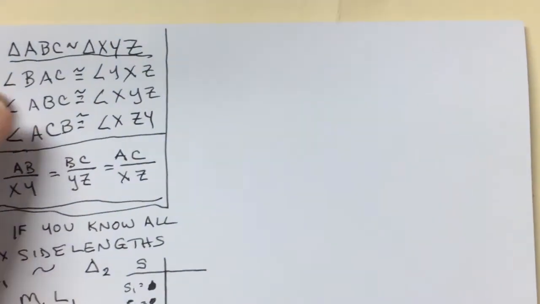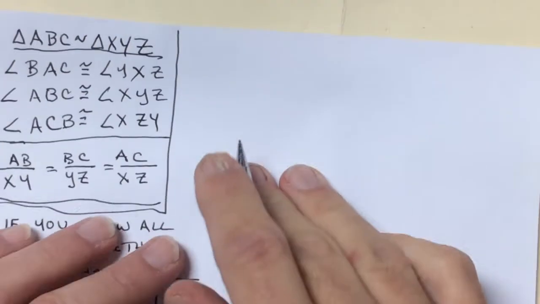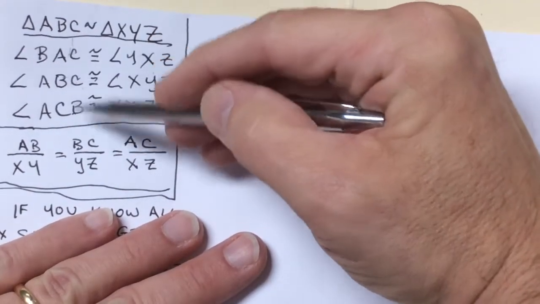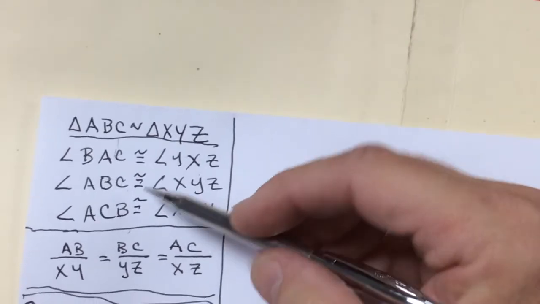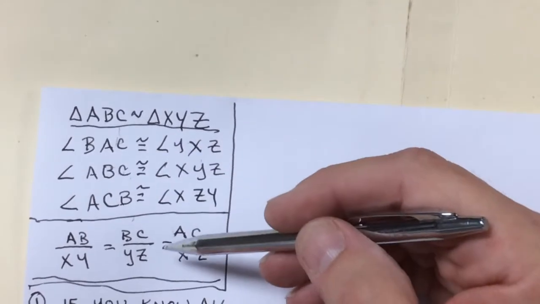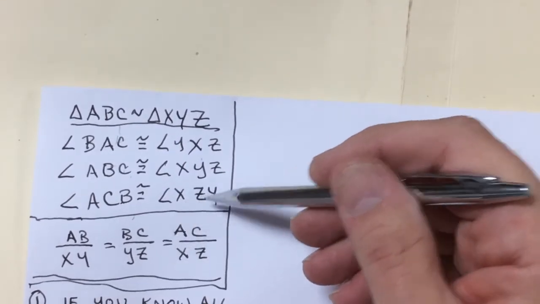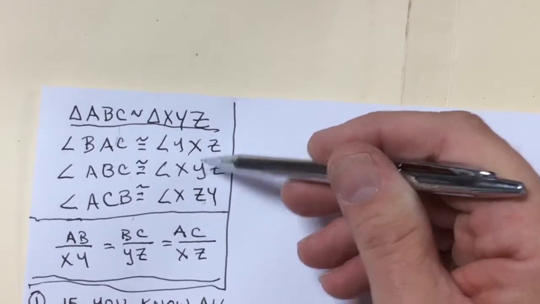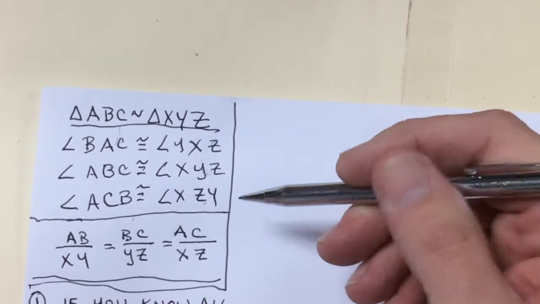All right. Let's talk about another way of figuring out whether or not two triangles are similar. If I know two angles of this triangle, I know the third one, right? Triangle angle sum theorem: they've got to add up to 180 degrees. If I know two angles of this one, I can get the third angle.